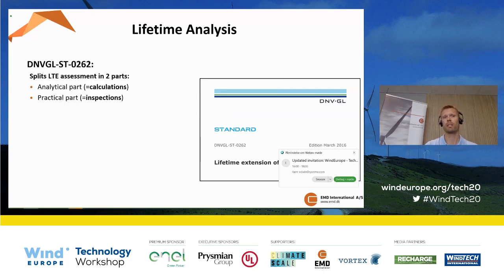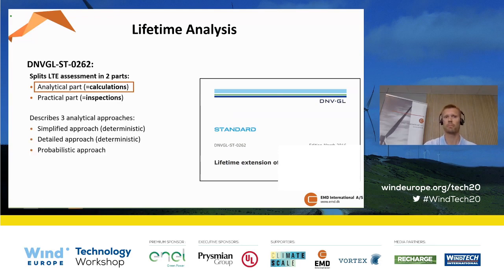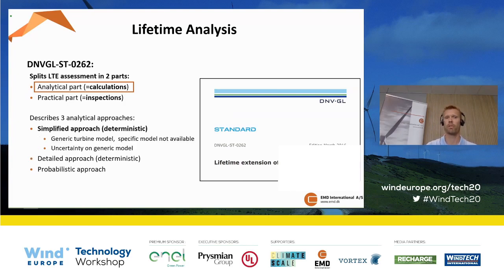So the DNV-GL standard splits the lifetime assessment in 2 parts, an analytical part and a practical part. So the analytical part is calculations, and the practical part is the inspections. Of course, a very important part of our lifetime extension. So I'll focus on the analytical part because that's what we can handle in a software. And the DNV-GL standard describes 3 analytical approaches, 2 deterministic and 1 probabilistic. So the simplified approach uses a generic turbine model, and that is to be used if the original design of the turbine is not available.